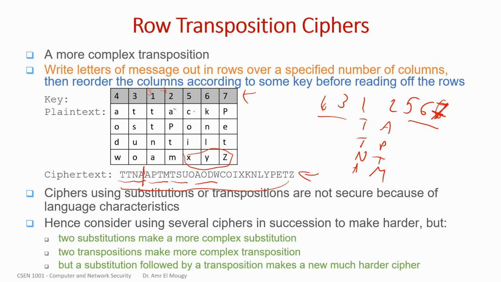What is even more secure is if you have substitution followed by transposition, or vice versa, transposition followed by substitution. Because they are two types of cryptographic operations, they make the ciphertext much harder to guess. So you have substitution, for example, using Vigenère, and then you follow that by row transposition. This makes it much more difficult to break. And this is what is actually recommended to be used.